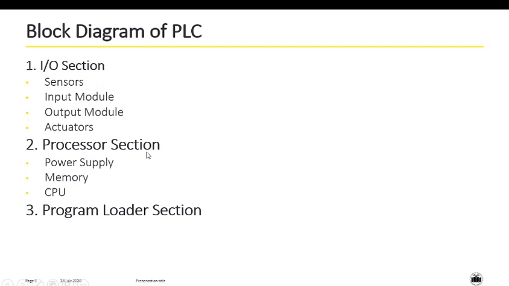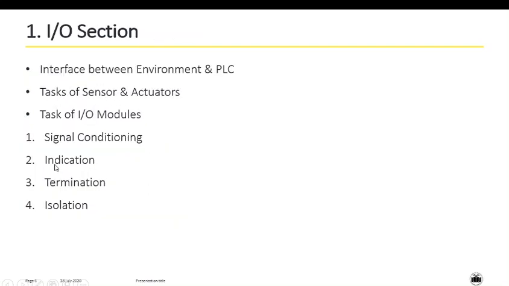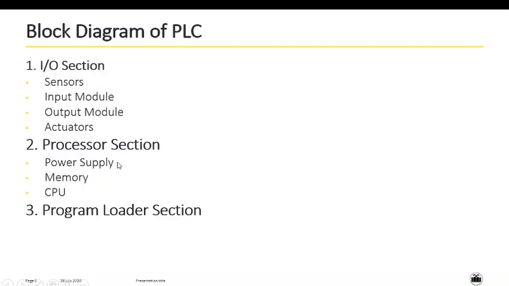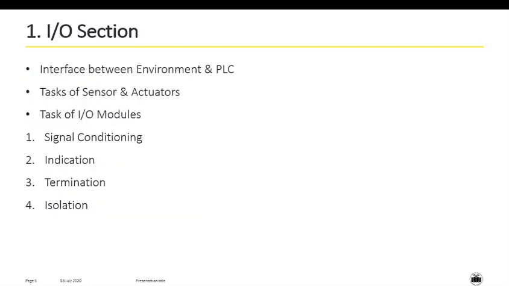Second is the processor section. It consists of three basic submodules: power supply, memory, and the centralized processing unit. And third section, third block of PLC is the program loader section. So this is the brief classification of the different three blocks of the PLC. So we will see all these sections one by one.